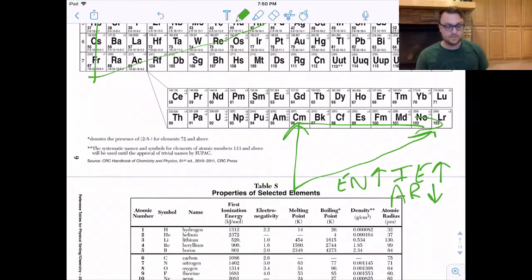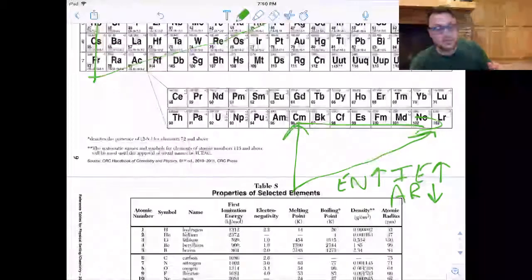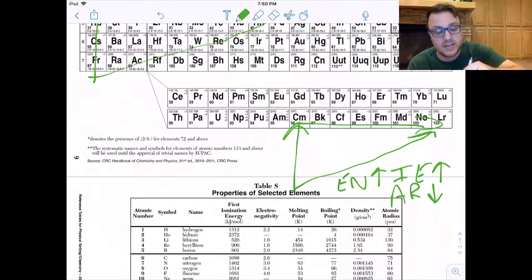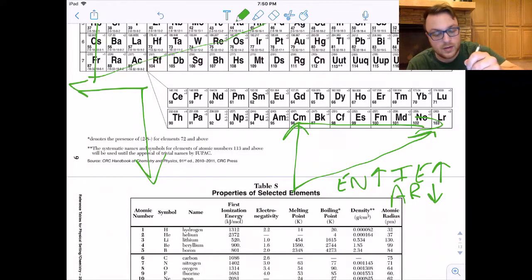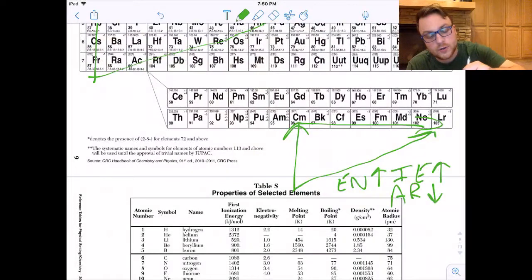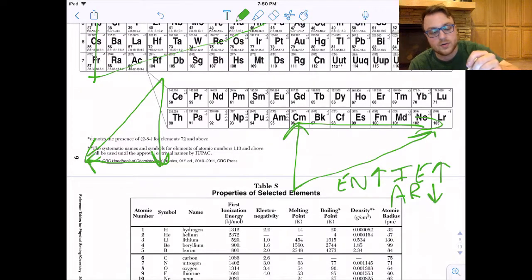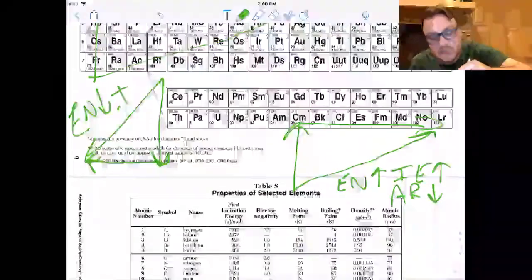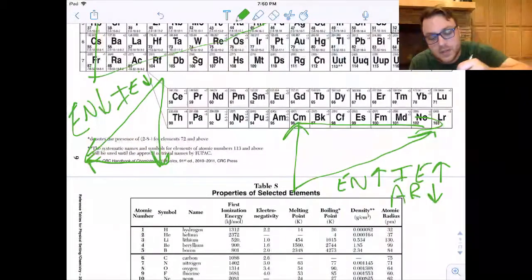The opposite is also true. If you're trending down a group or right to left across a period, I should write it the other way. So if you're trending this way, going down, aka down a group, and left to right across a period, it's the exact opposite of what you see on the right side. So your electronegativity goes down, your ionization energy goes down, and your atomic radius is going up.